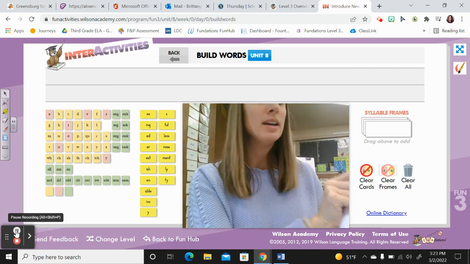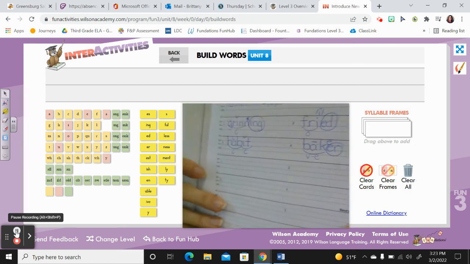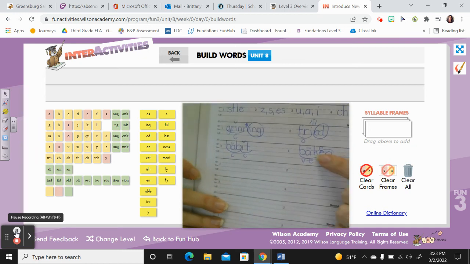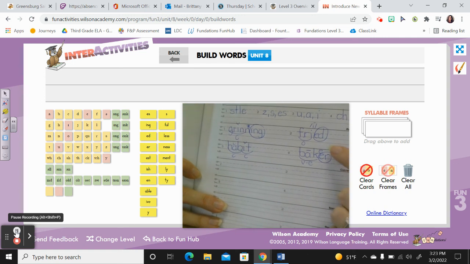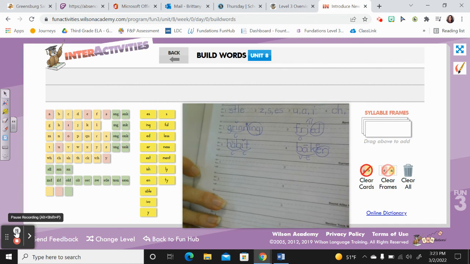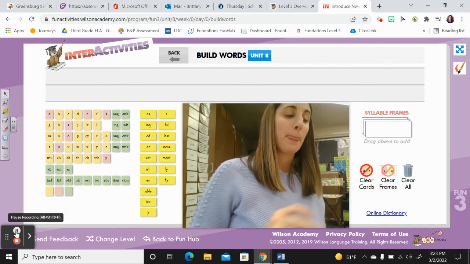Bake is the base word. Did you know it's a vowel-E word? And when you're attaching a vowel suffix, drop the E and add your suffix. So you just insert it up here. All right, first current word.